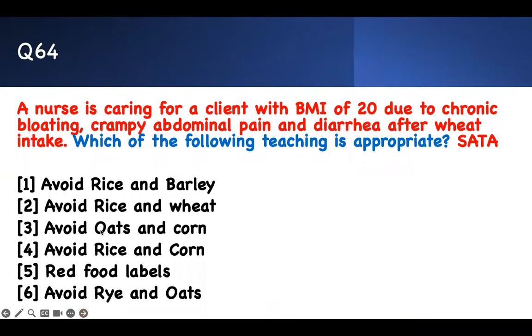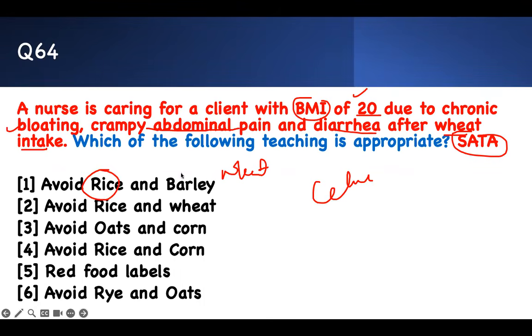Next question. Which of the following teaching is appropriate? Select all that apply. A nurse is caring for a client with a BMI of 20 due to chronic bloating, cramping, abdominal pain, and diarrhea after wheat intake. So I eat some wheat, then I have cramping, bloating, pain. My BMI is low. What do you think? This is celiac disease. So what should they avoid? They can eat rice, but they should avoid barley.